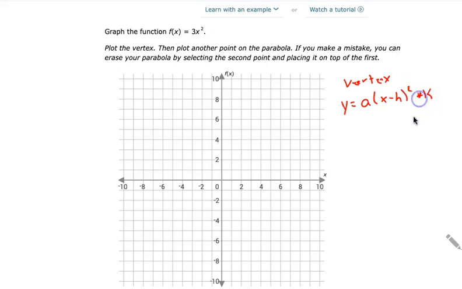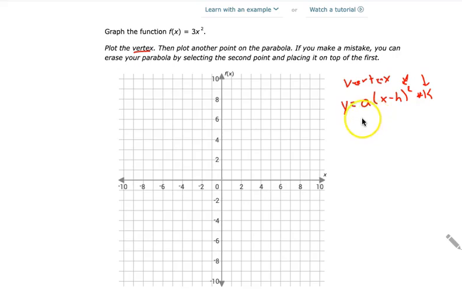So anytime we want to start graphing, the most important thing that we can do is find the vertex. And that's what it tells us here. It says plot the vertex. So I'm looking for the vertex. In vertex form, my vertex is right here. It's h and k.